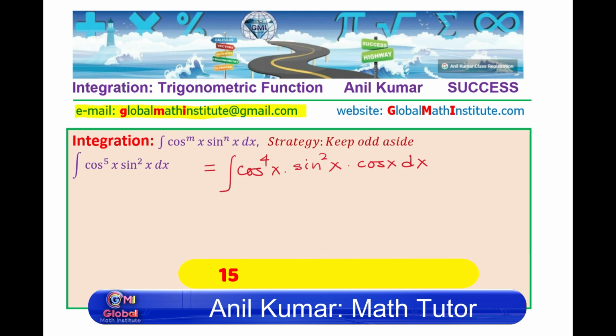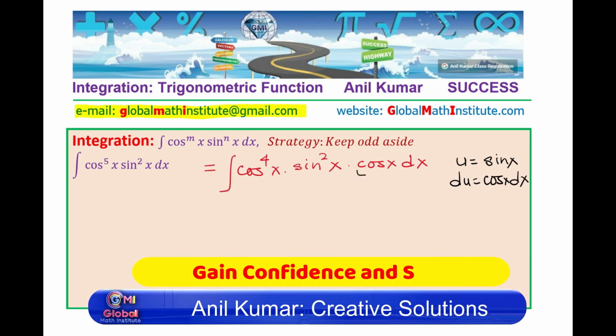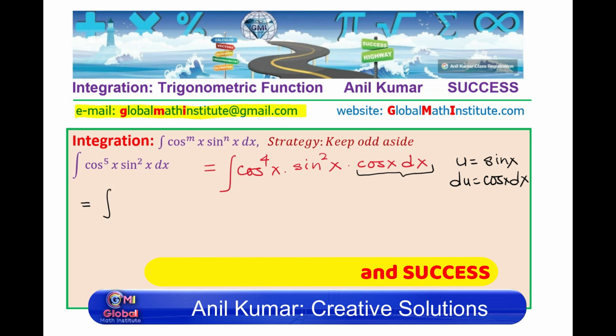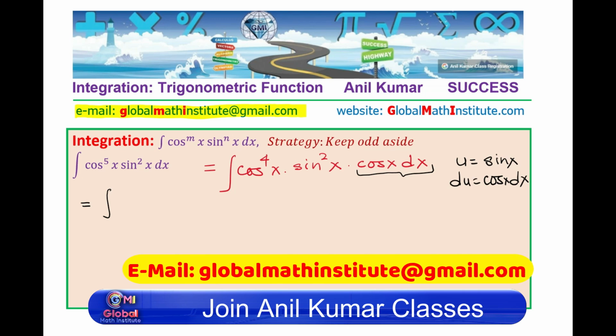And clearly, my substitution should be what? u will be sine x, right? So du will be cos x dx. Makes sense. So this cos x dx is now du for me. So I could rewrite this as the integral of, now cos to the power of 4 is cos square x whole square, right? And we have put u as sine x, right?